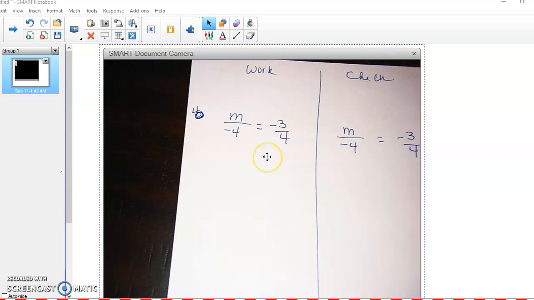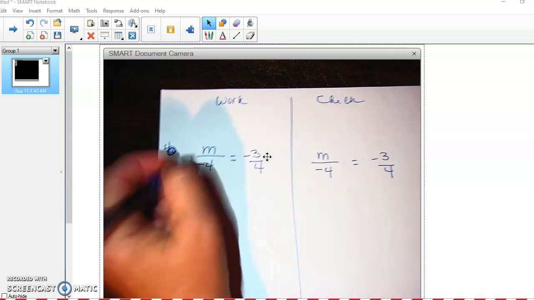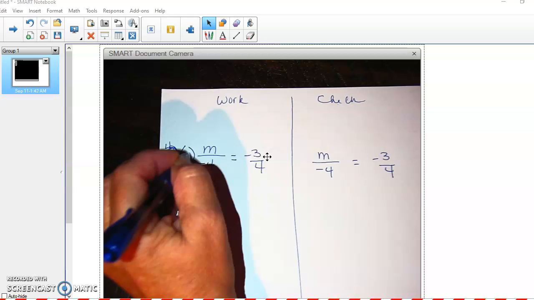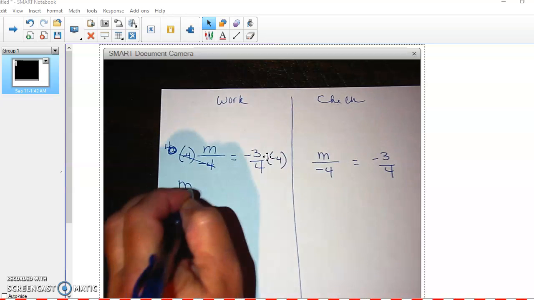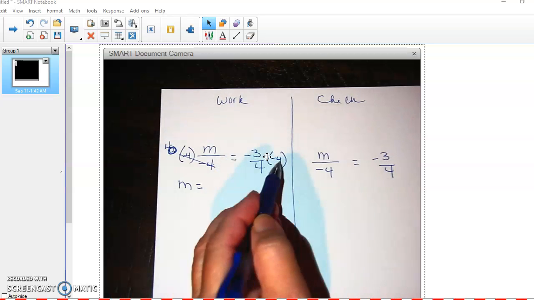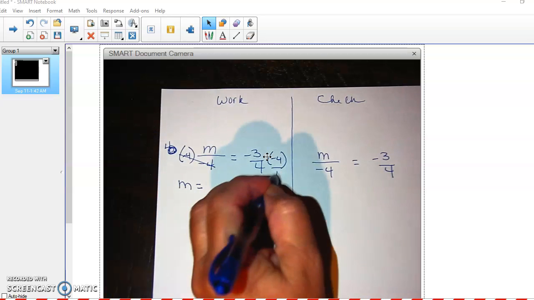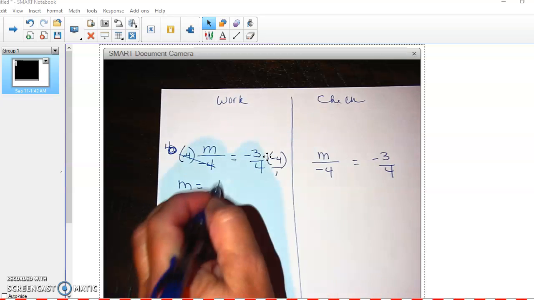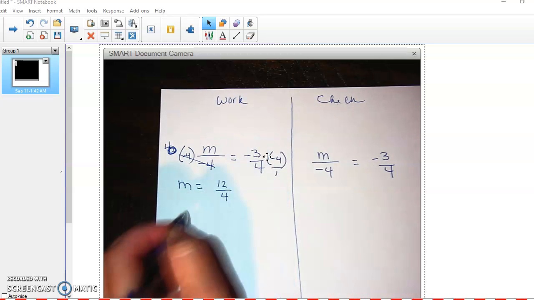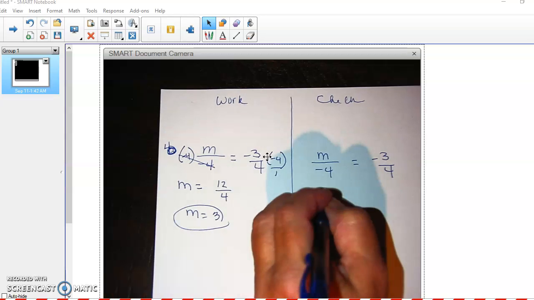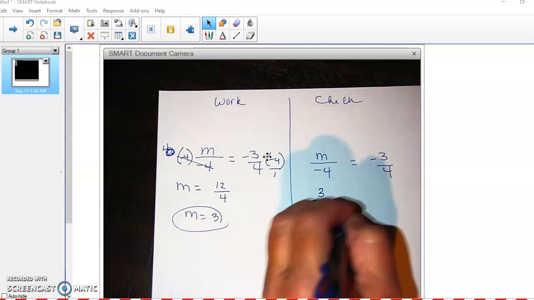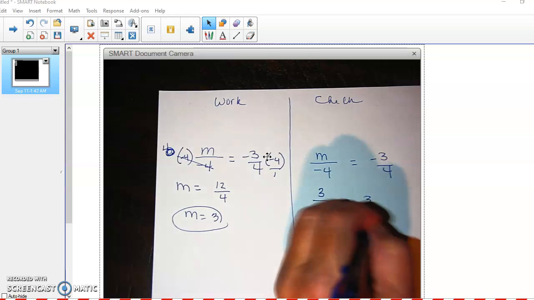And this one says m divided by negative 4. So we're going to multiply by negative 4 on both sides. That cancels. That gives us a positive m. A negative times a negative is a positive. We're going to say 3 times 4 is 12 over 4, and m equals 3. So we're going to substitute it in, and the m balances as well.